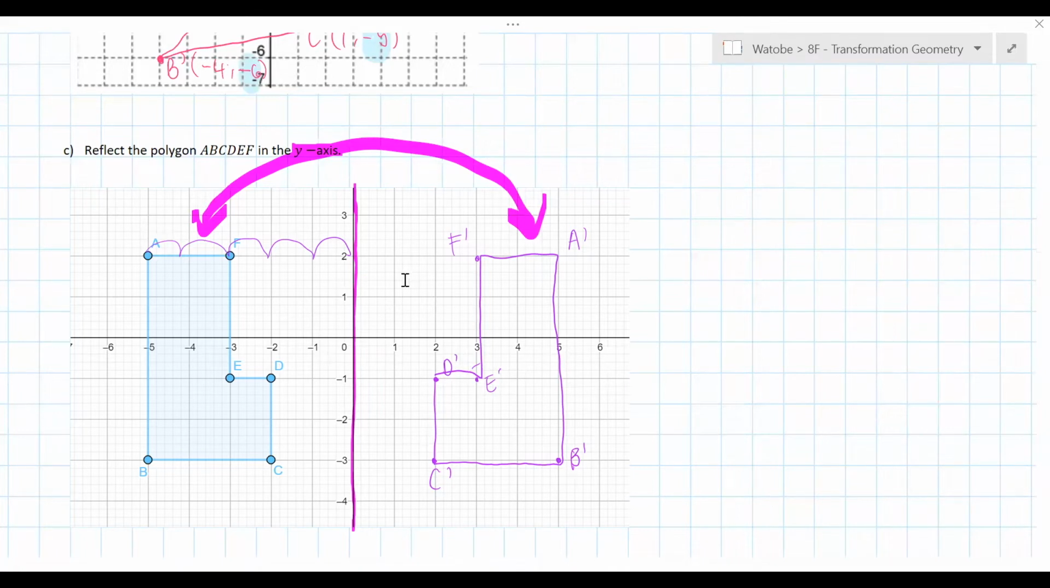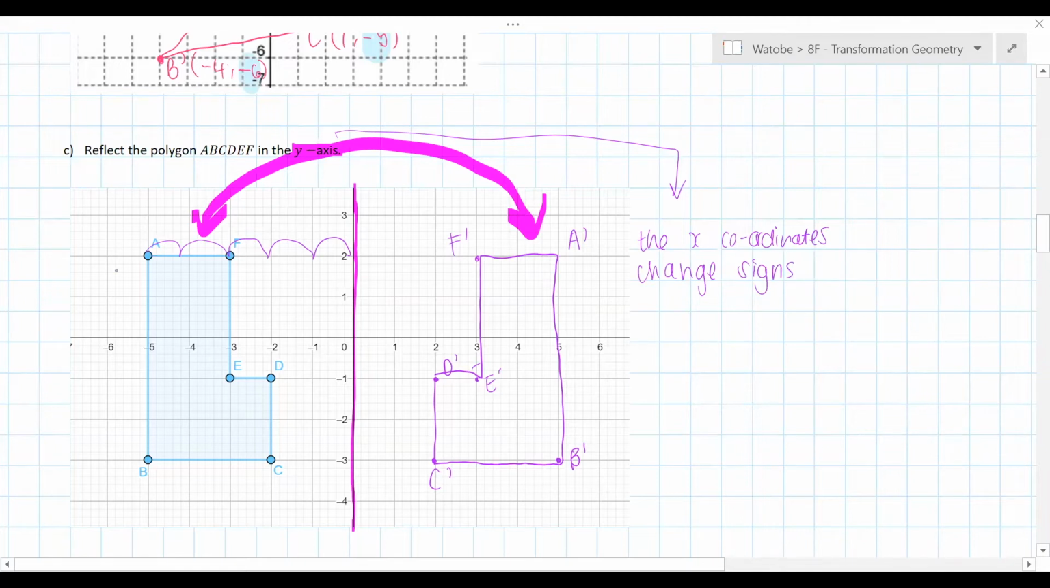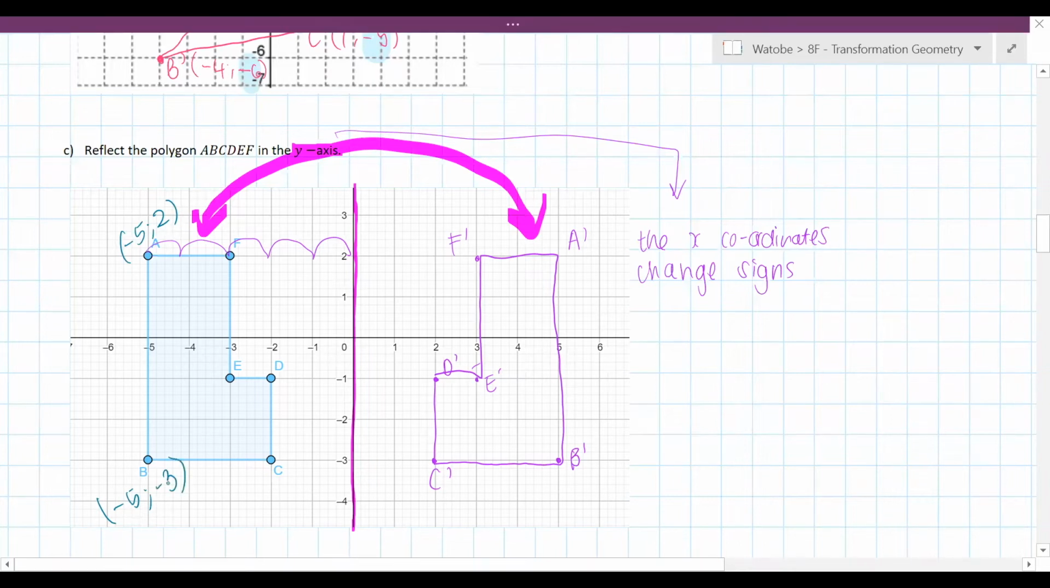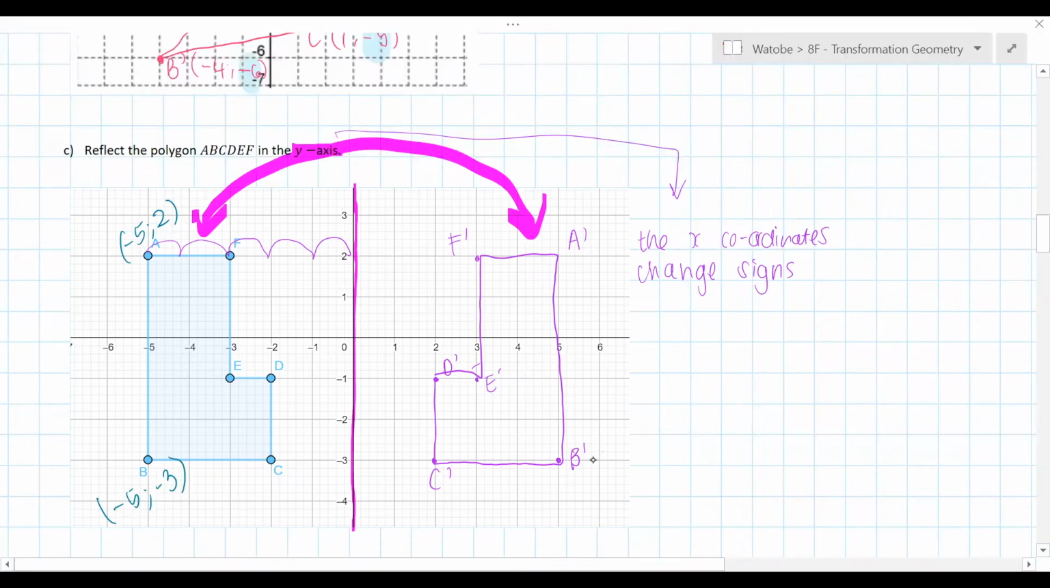Now, what we spoke about when we looked at our reflections in the y-axis is the fact that the x coordinates now change in terms of their sign. Now, I'm not going to write all of these coordinates down. Let's just do A and B. So A was at the point -5, 2, and B was at the point -5, -3. If I go and look at the new B's coordinates, the new B was now at +5, -3, and the new A was at +5, +2.